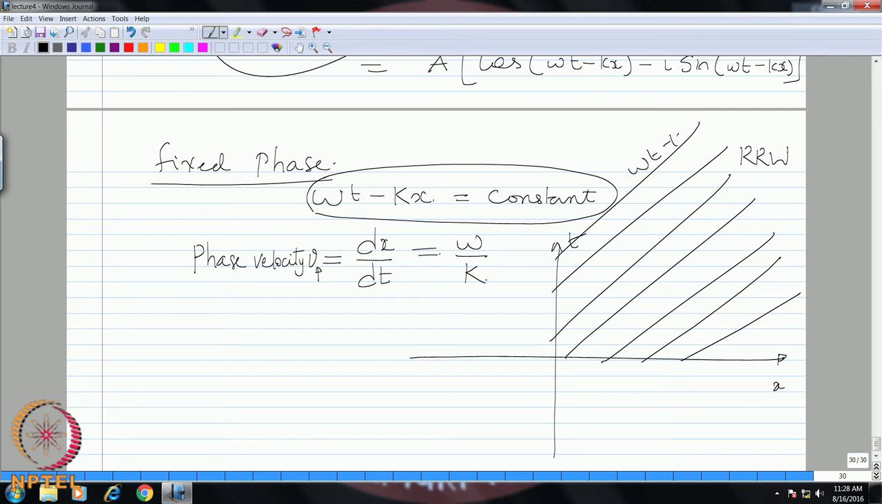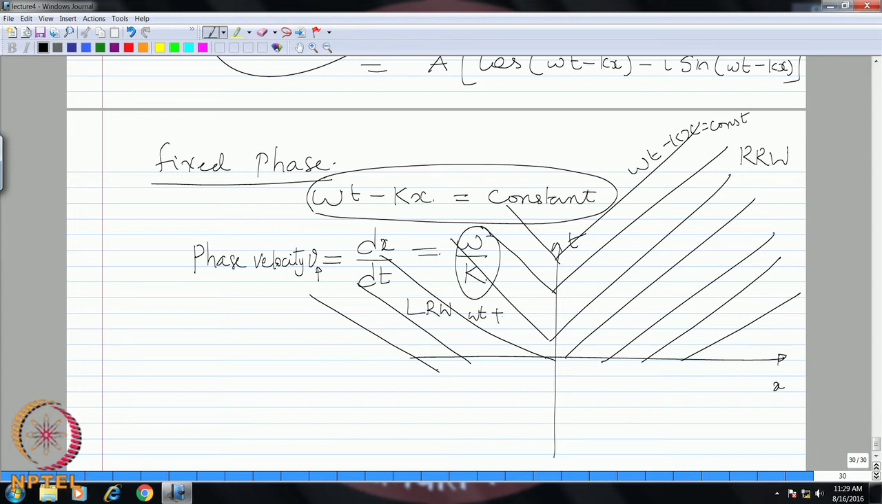Typically their fixed phase is omega t minus kx equal to constant. So, the slope is given by the ratio of omega upon k. Similarly, if you take the waves which are omega t plus kx equal to constant, there the slopes are negative. So, they will be running on the other side. These are called left running waves, omega t plus kx equal to constant.